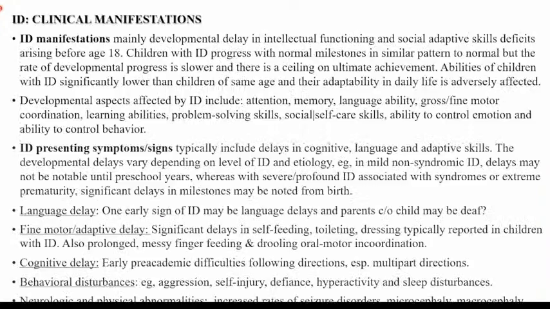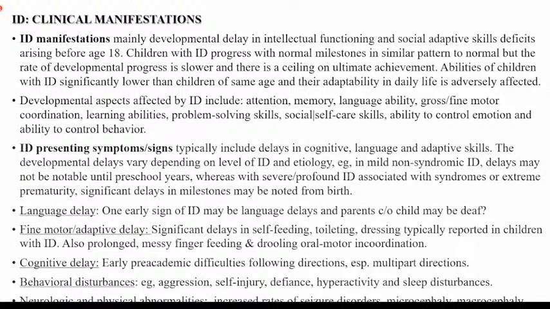Okay, so how do people with intellectual disability present? So we said it's a neurodevelopmental disorder, so the presentation will be different depending on the developmental stage, and the hallmark will be problems in intellectual functioning and in adaptive skills, which must have set in before the age of 18. Now, children with intellectual disability do develop, and they progress with normal milestones in a similar pattern like other people. However, their rate of development is slower.